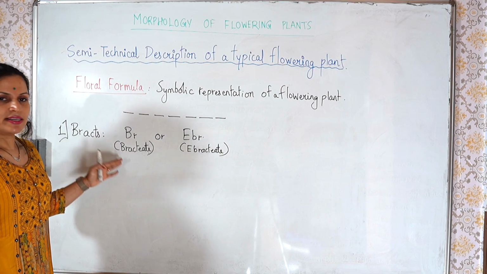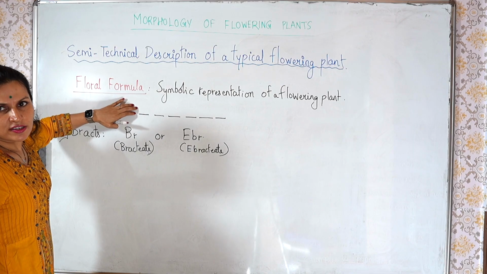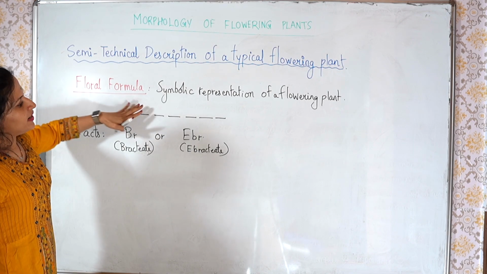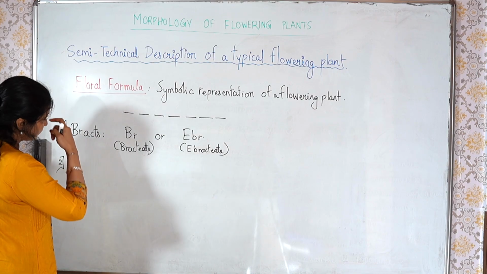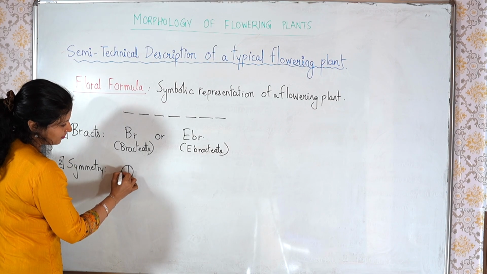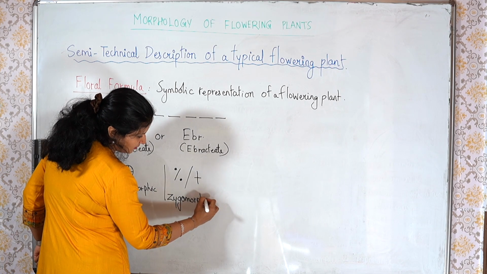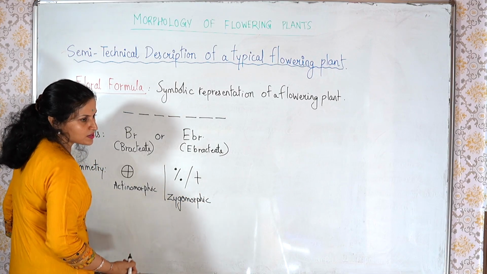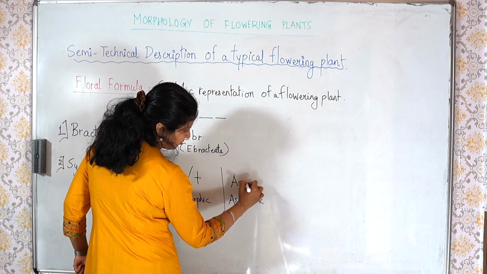If the plant is bracteate, it is definitely written. If the plant is ebracteate, this blank may not be filled. Also, if it is ebracteate, directly from the second blank we start writing. The second thing that comes in this floral formula is symmetry. If the flower is actinomorphic, then we use this symbol. If the flower is zygomorphic, we use either the percentage symbol or the plus symbol. And if the flower is asymmetric, we use the short form ASS.